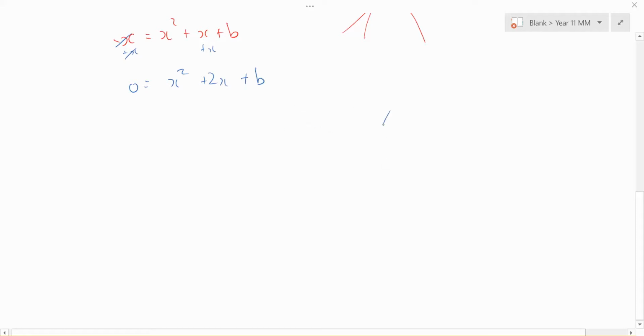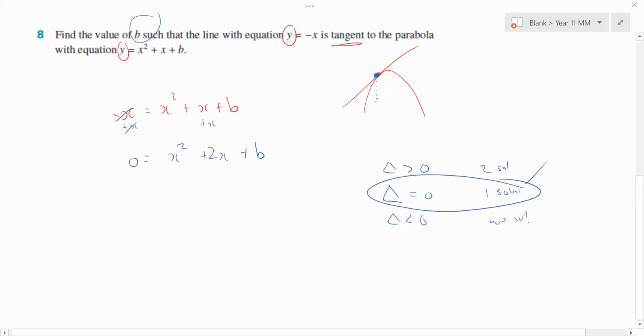Okay, remember the discriminant? If the discriminant is equal to 0, you get one solution. Whereas if the discriminant is greater than 0, you get two solutions. And when the discriminant is less than 0, you get no solutions. True? So this is what we're focused on. We just need to find the discriminant to get one solution because that's what we want. We only want one intersection. We only want one x answer. We don't want two. We only want one.